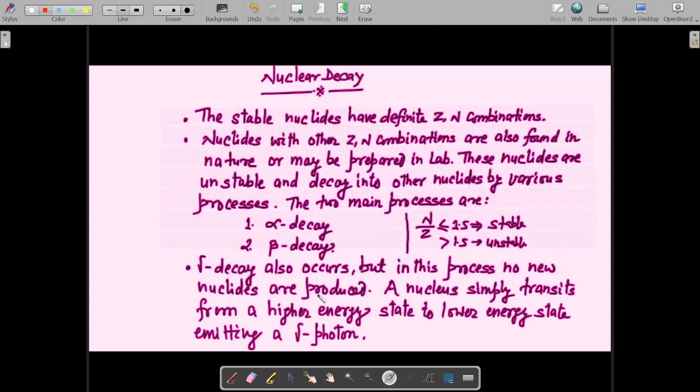So gamma decay also occurs, but in this particular process no new nuclides are formed. A nucleus simply transits from a higher energy state to a lower energy state, emitting a gamma photon, and the number of protons and number of neutrons will remain unchanged.